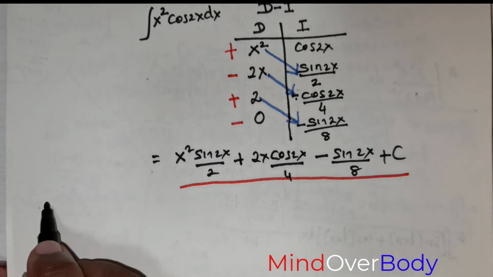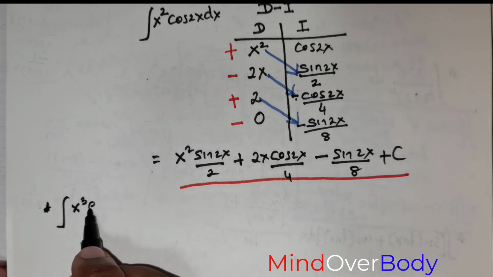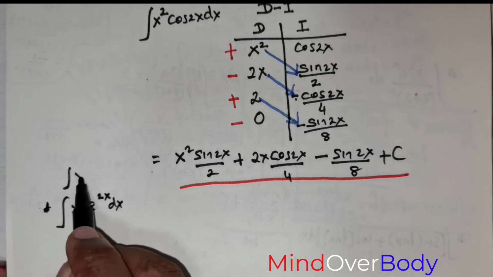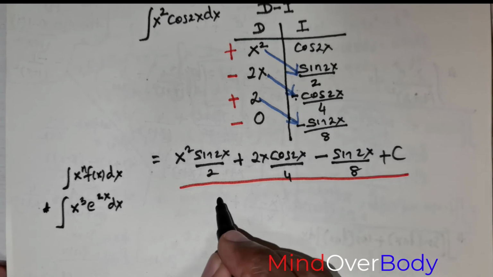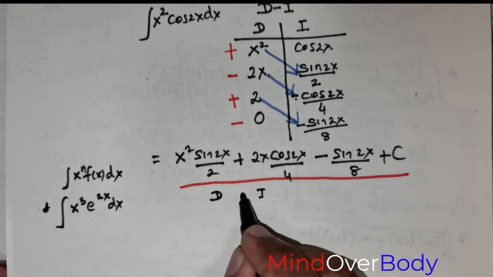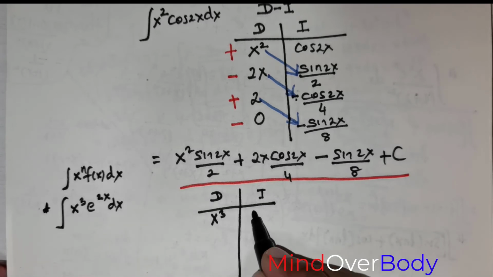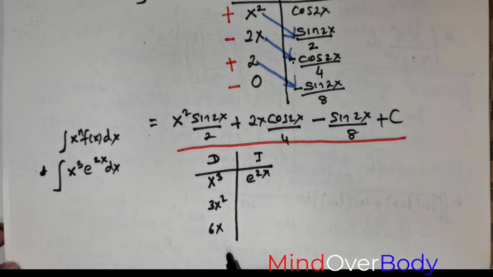Students, I want to squeeze in one more question here. We are expected to integrate x raised to the power of 3 times e raised to the power of 2x dx. This is of the form integral of x to the power of n times f of x dx, and we can apply the method shown here. We start off with D and I and design the columns. We take the first term x cubed, followed by e raised to the power of 2x. We differentiate x cubed and get 3x squared, we differentiate 3x squared and get 6x, we differentiate 6x and get 6, and we differentiate 6 and get 0.